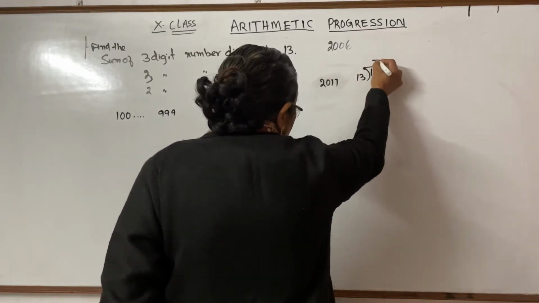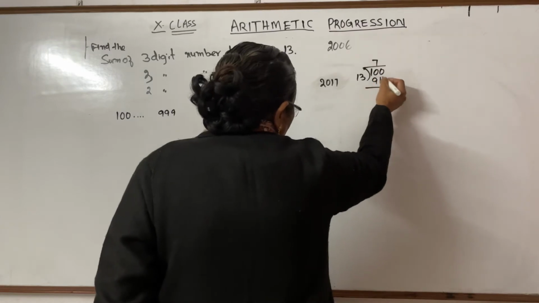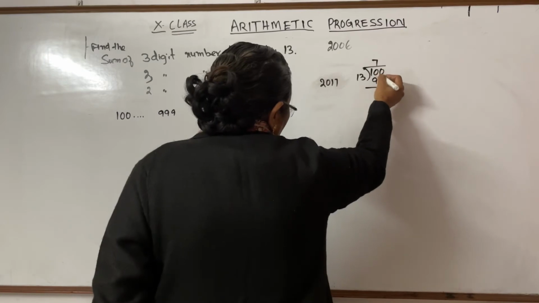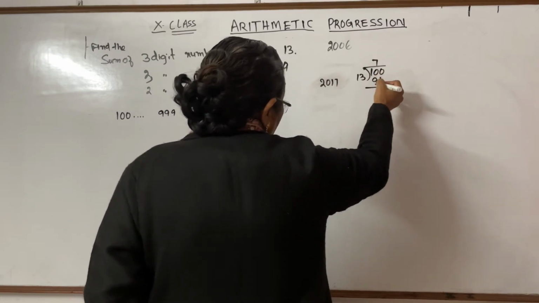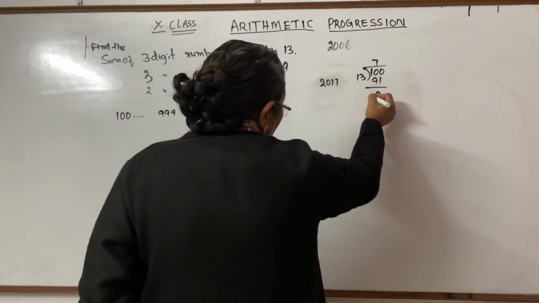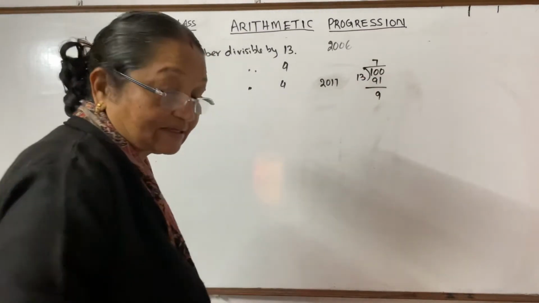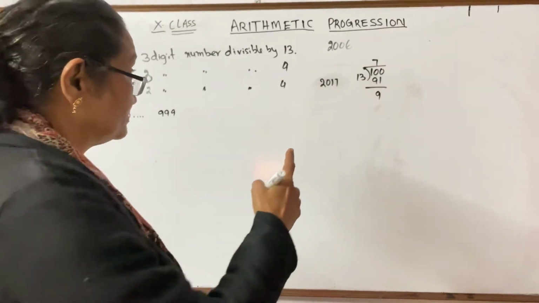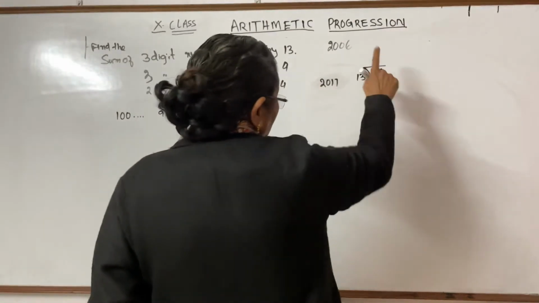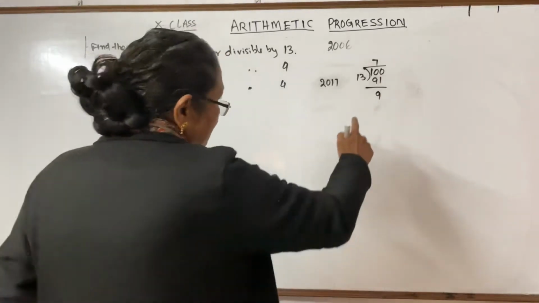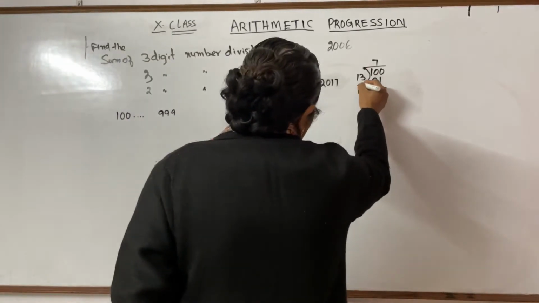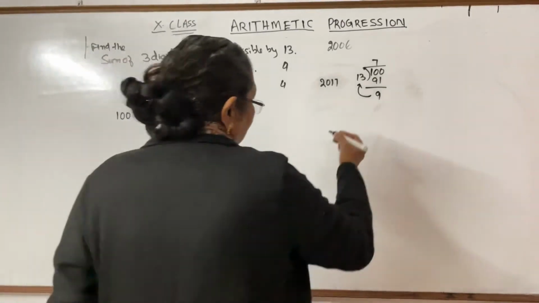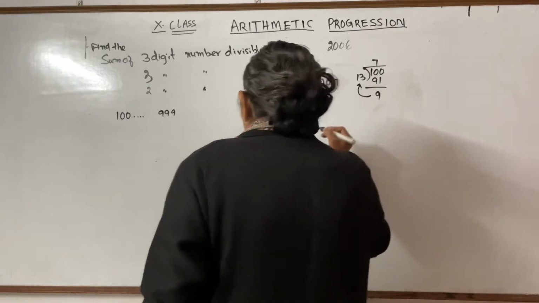13 7s are 91. So remainder 10 minus 1 is 9. So what you will do? You can't add here. If you subtract even 1, it becomes a 2-digit number. So that's why subtraction is not the method here, addition. You have to go to the next multiple. So 13 minus 9 is 4. 4 plus 100 is 104.